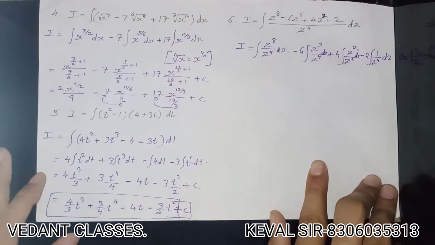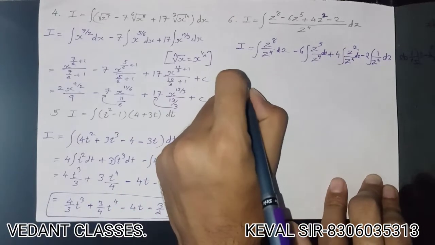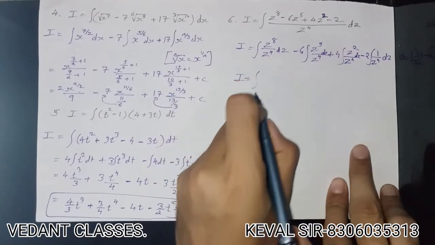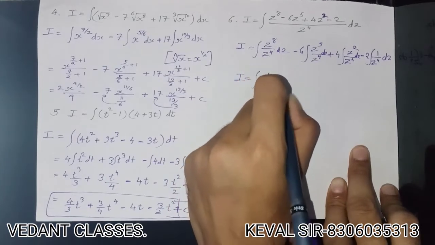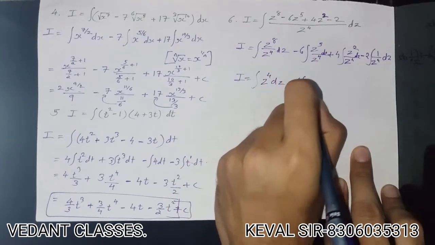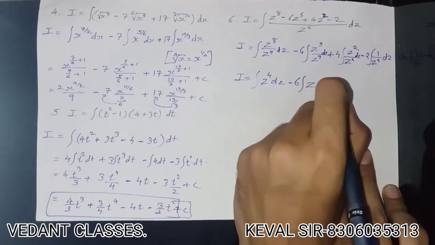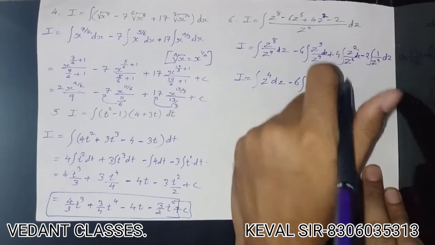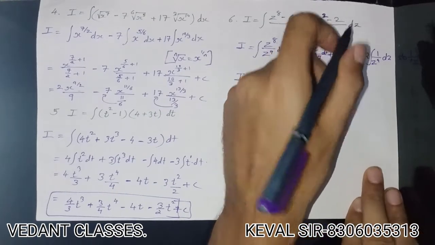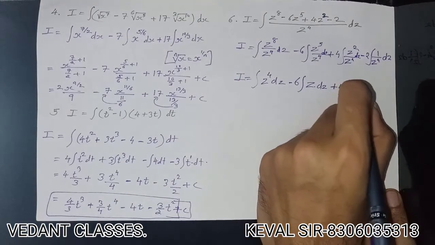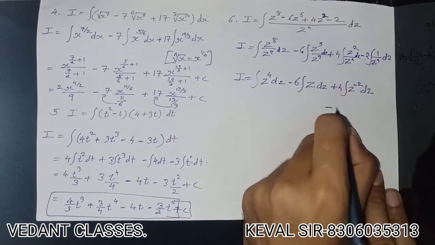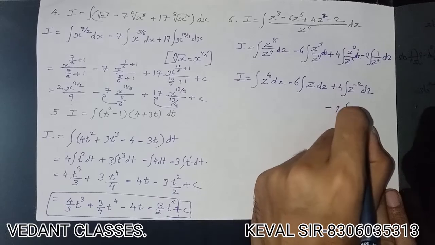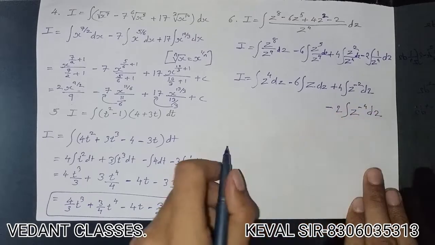Remember to write plus c all the time. Okay, now I is equal to integration of z raised to 4 dz minus 6 integration of z dz plus 4 integration of 1 upon z square, so can we write it as z raised to minus 2 dz, and this will be minus 2 integration of z raised to minus 4 dz.